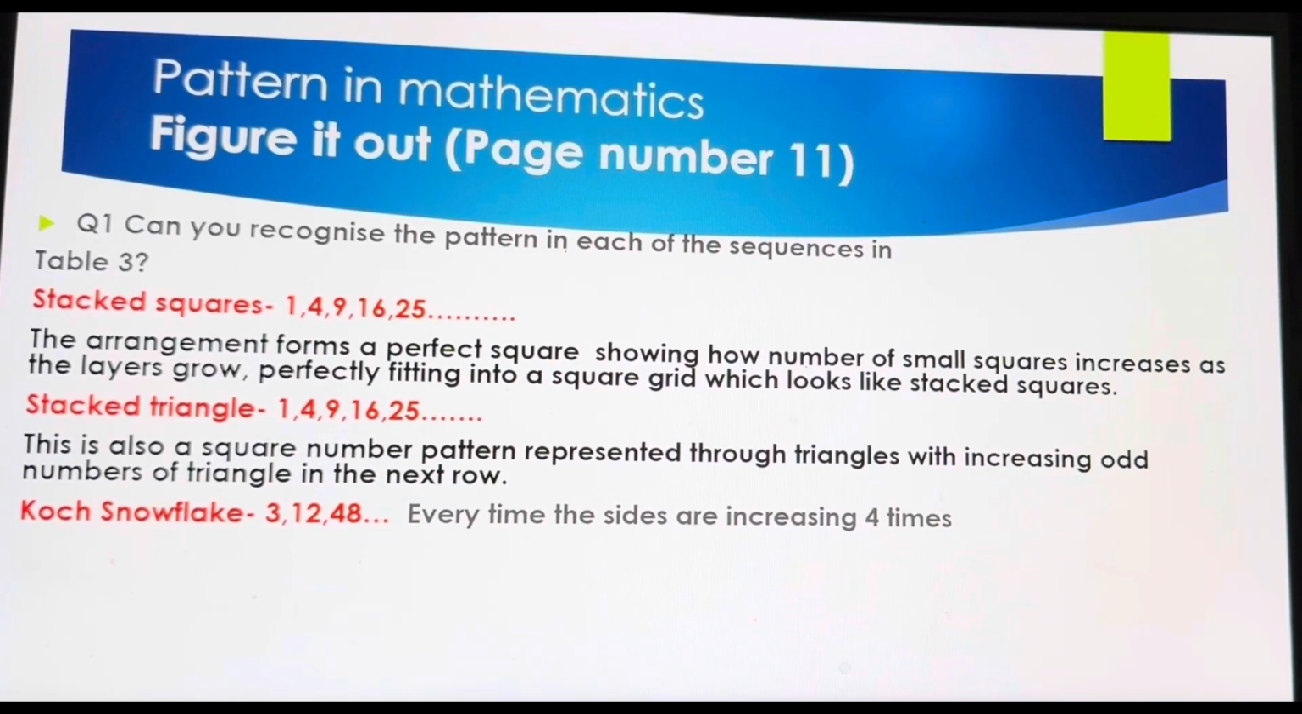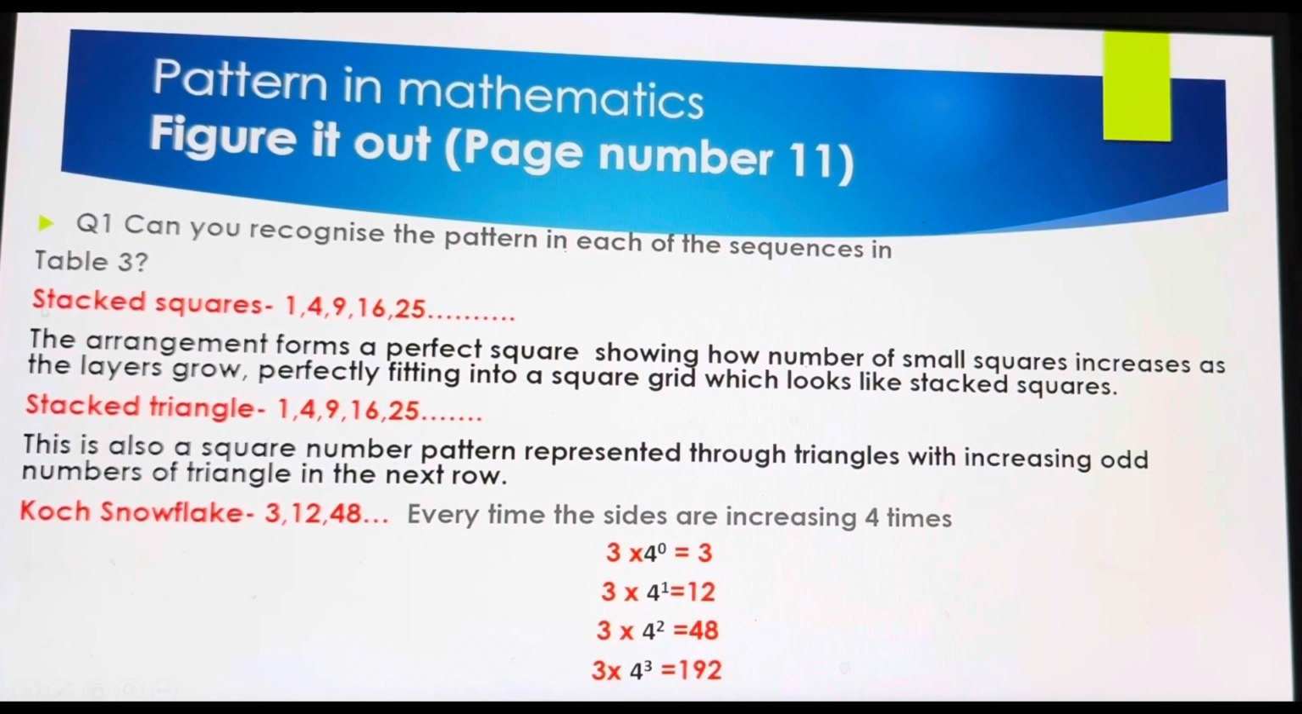If you see the first figure, there were 3 sides. Then the next figure has 12 sides, right? And so if you understand the pattern, every time the sides are increasing 4 times. 3 fours are 12, 12 fours are 48. Likewise, if you further multiply 48 into 4, that is 192.